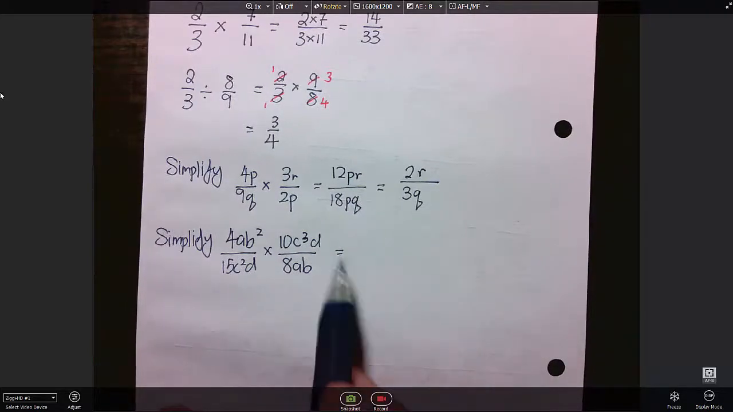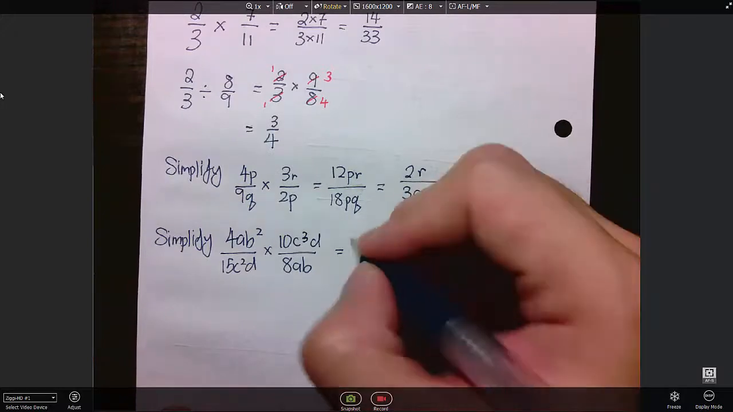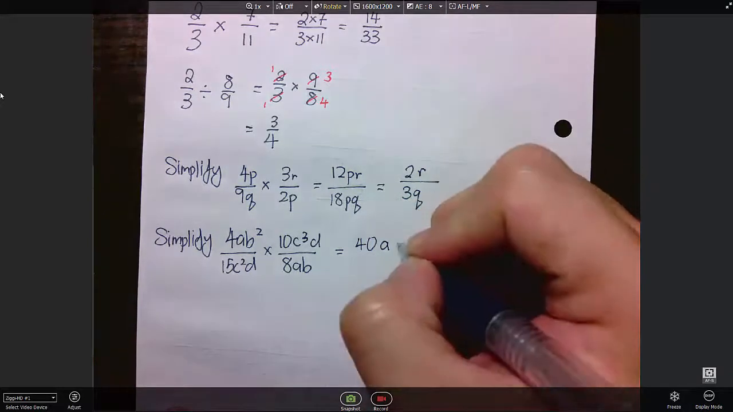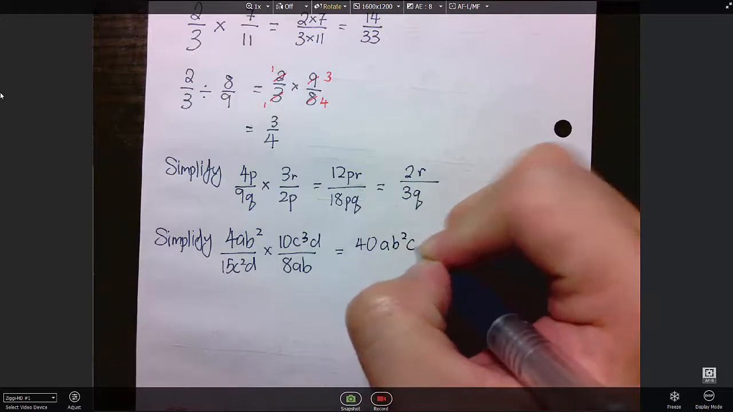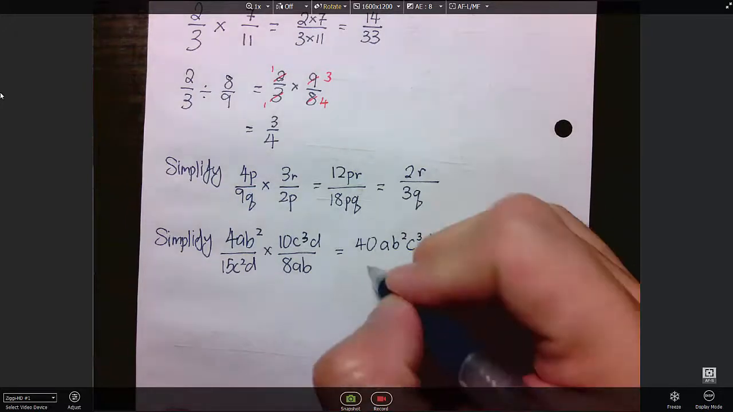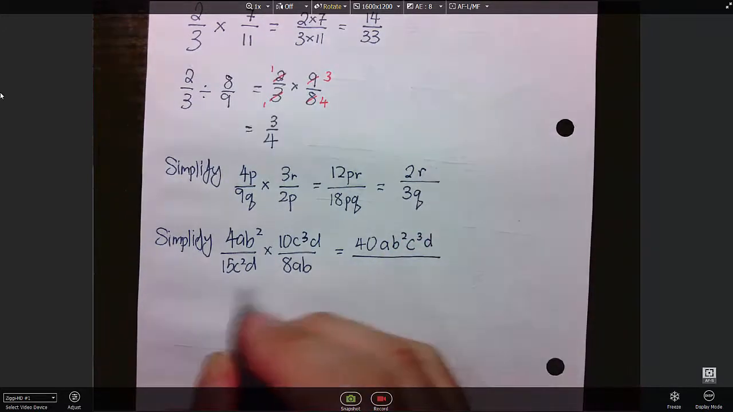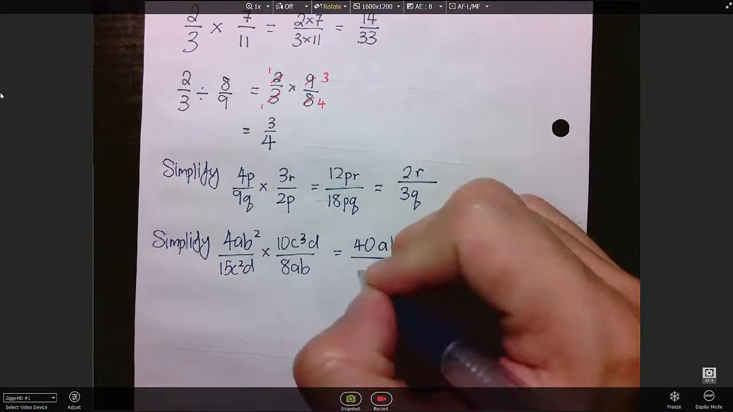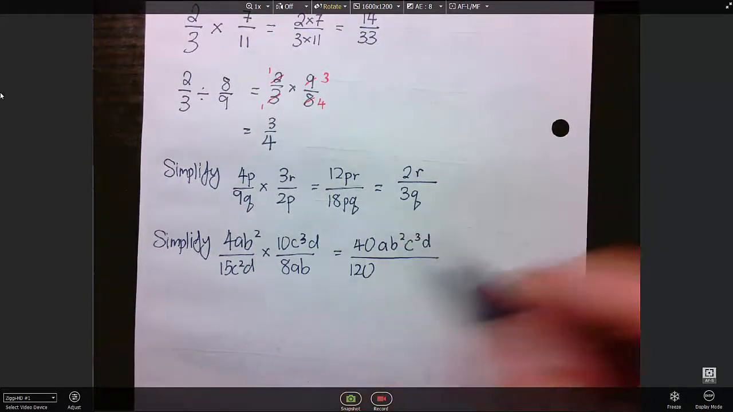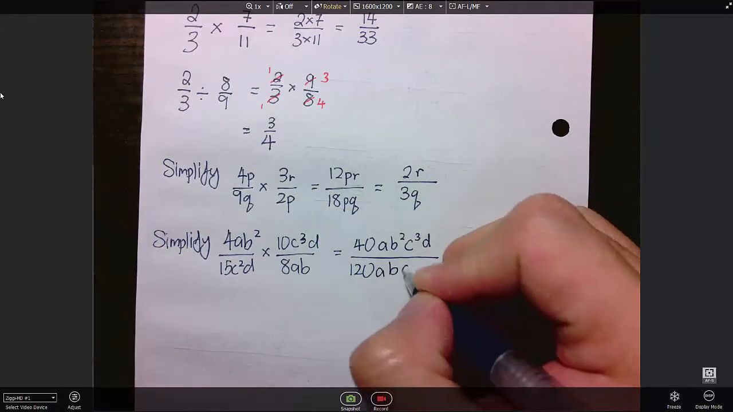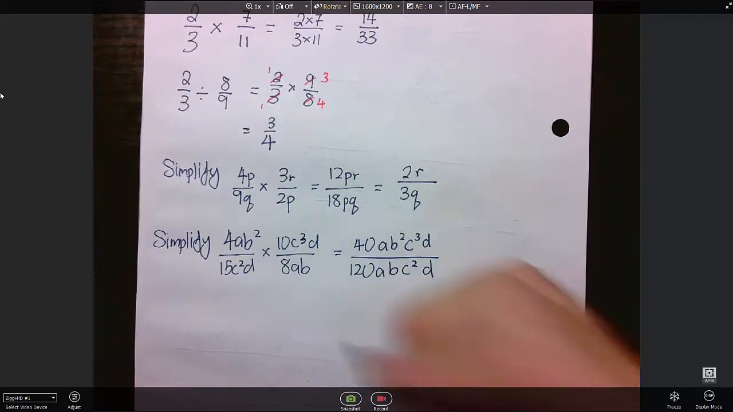We multiply the numerator first. 4 times 10 gives me 40. Then a, b square, c cube, and d. Just do it step by step, in alphabetical order. It makes it easier for you. Then 15 times 8, so it's 120. Then a, b, c square, and d.